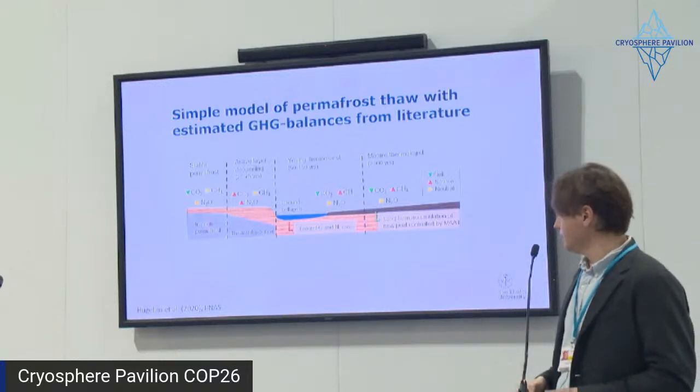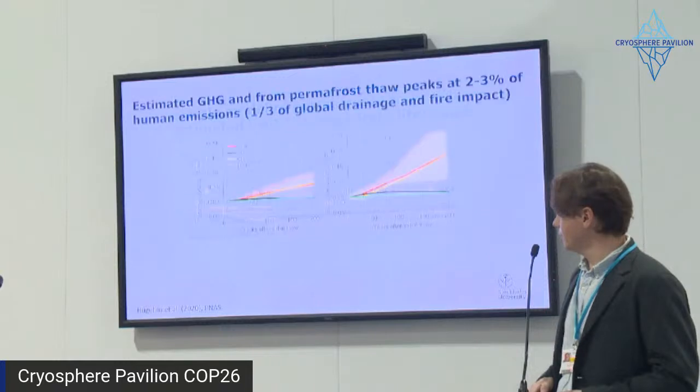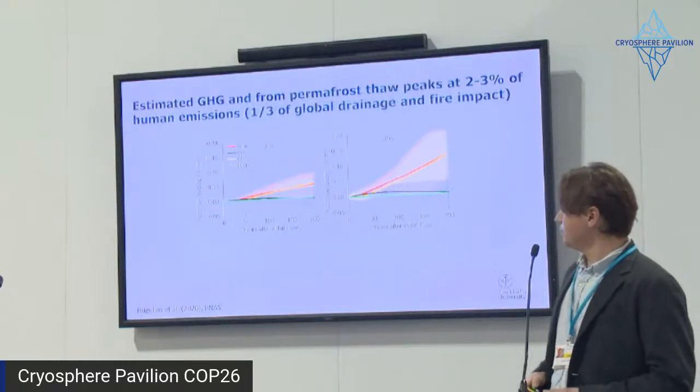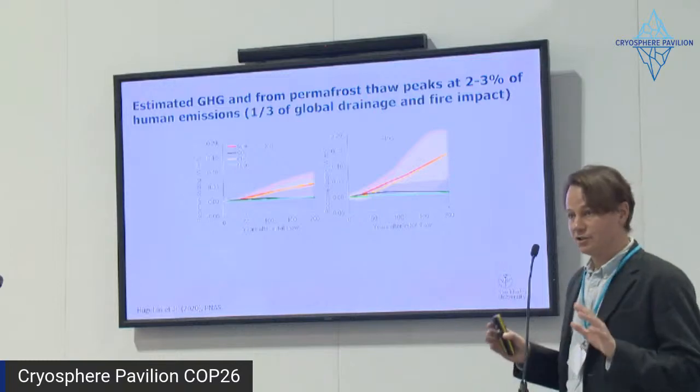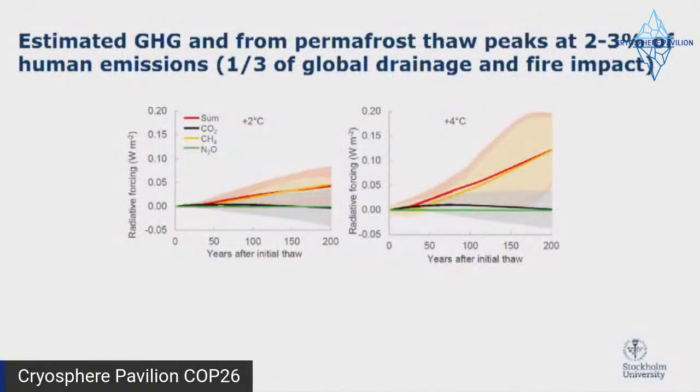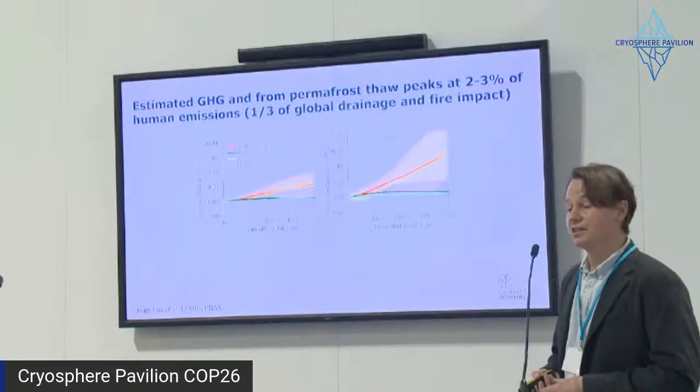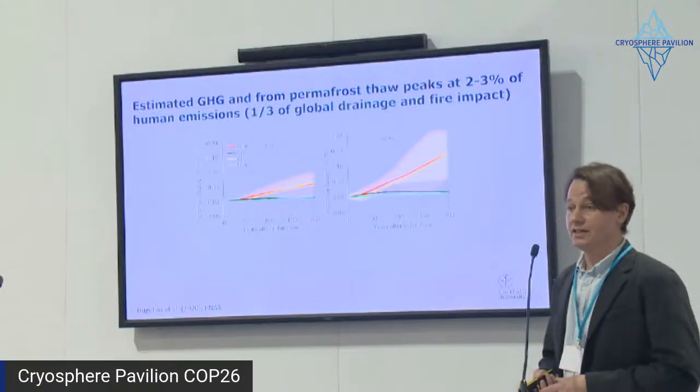And if we upscale this for the whole Arctic, we see the estimated greenhouse gas emissions from permafrost thaw from peatlands only. This doesn't include all of the other permafrost, which is also going to be affected and also emit carbon, CO2 or methane. This is just the peatlands. At the peak, it might add as much as 2 to 3% of present-day human emissions, roughly equivalent to a third of the climate forcing we have from drainage and fire impacts.